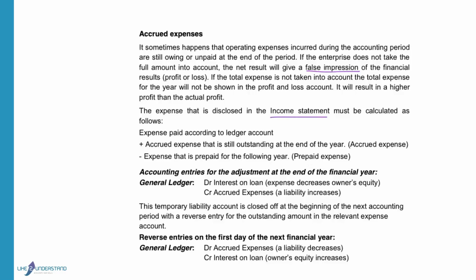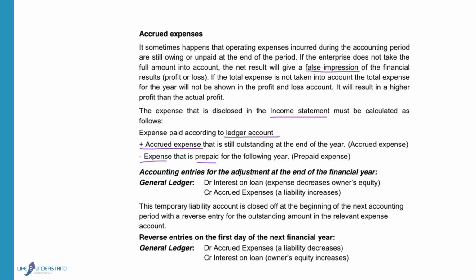So you will take the expense according to the ledger account, that's all the amounts that you paid during the year, plus any accrued expenses, amounts that must still be paid at the end of the year because they form part of the expense for the current year, less expenses that are prepaid for the following year, because those expenses, although they are on your ledger account, do not form part of the expenses for the current year.